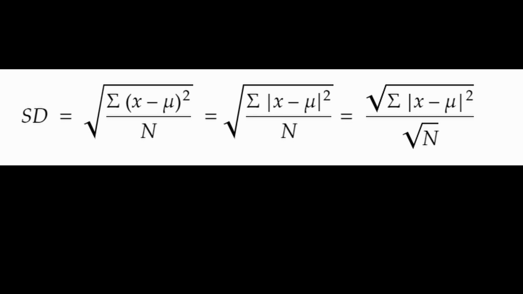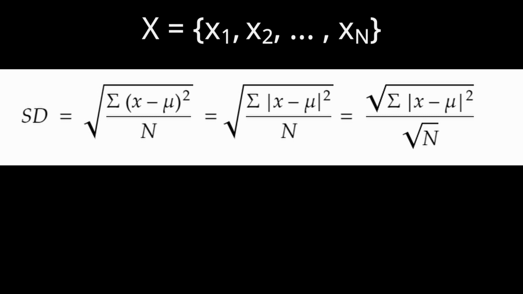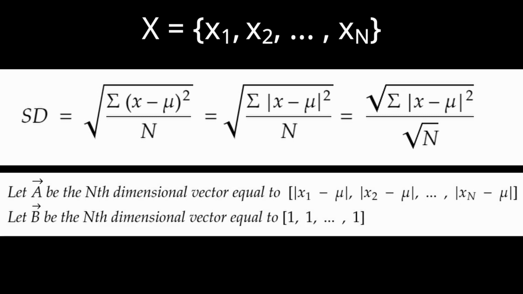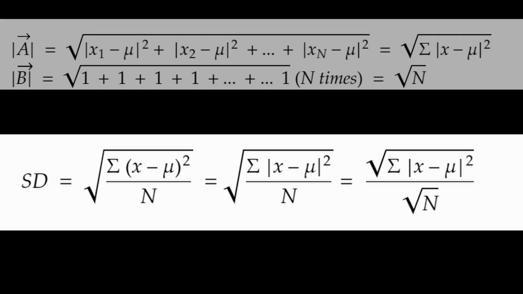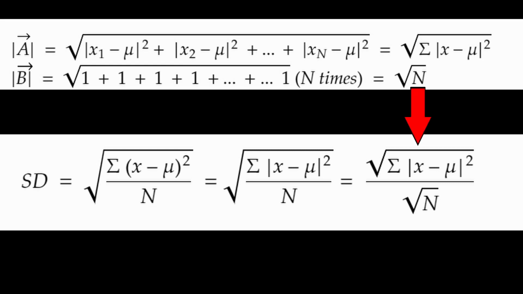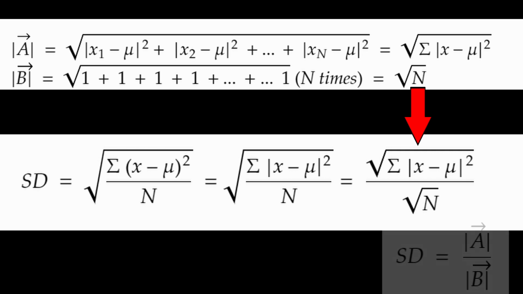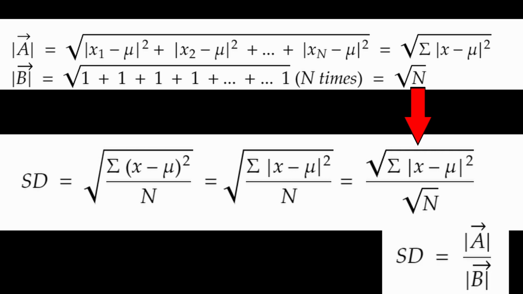We can now consider a dataset X having n points, and create two n-dimensional vectors, vector A having components corresponding to the absolute values of the deviations, and vector B having all components equal to 1. Given this, we can find the magnitudes of these two vectors, and we notice that they match the values in the standard deviation formula, so we can substitute them in.